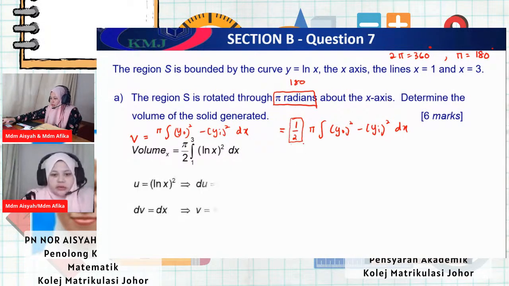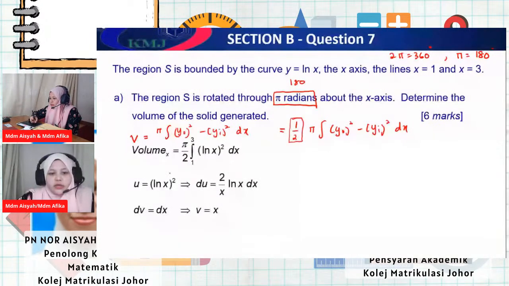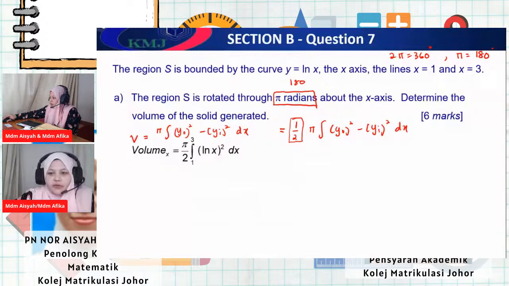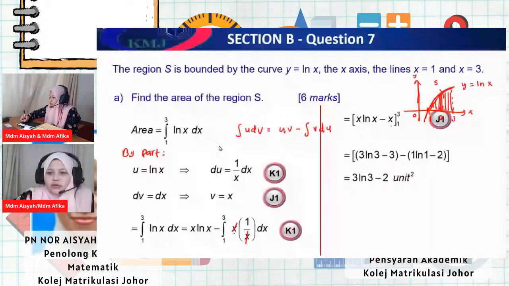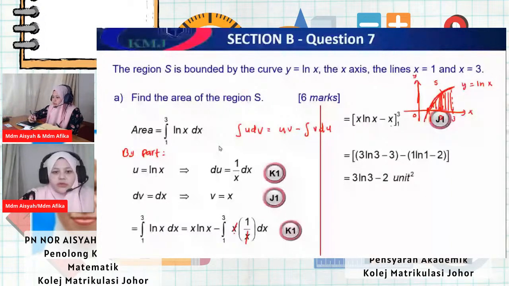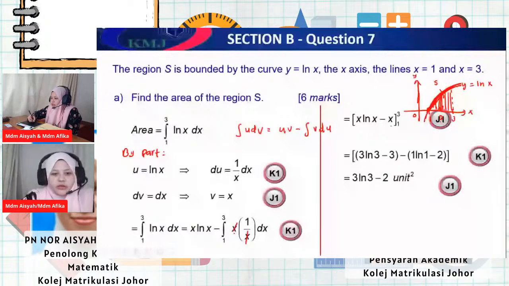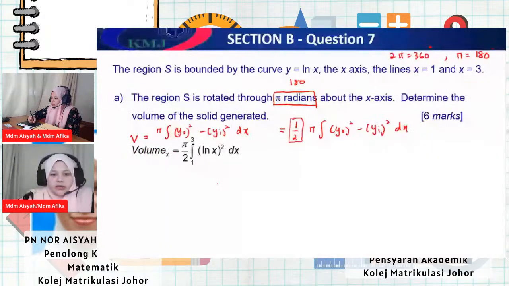So again, we need to use by parts. So (ln x) squared is the formula. Your y outer is ln x from the previous graph here. So this is your y outer. We substitute into the formula. So you will get pi over 2 integrate from 1 to 3 (ln x) squared dx. Again, we need to use another by parts.